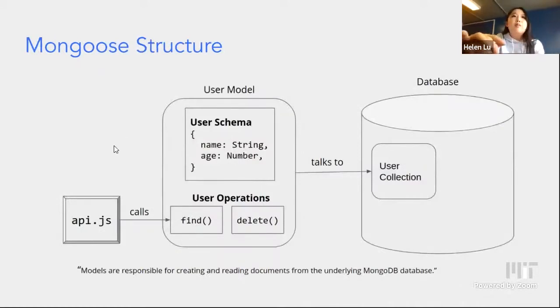And just to recall the Mongoose structure, we have our API, and we use it to call methods provided in the model. These methods then talk to our user collection in the database, and they return things or perform actions on the database itself.